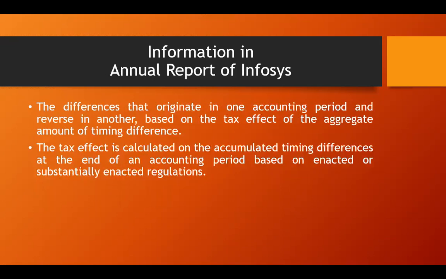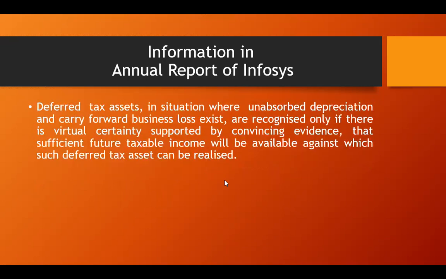The differences that originate in one accounting period and reverse in another, based on the tax effect of the aggregate amount of the timing differences. It means there are so many temporary differences. The aggregate figure is taken and the timing difference is ascertained and the tax rate is applied to find the deferred tax asset or liability. The tax effect is calculated on accumulated timing differences at the end of the accounting period based on the enacted or substantively enacted regulations.